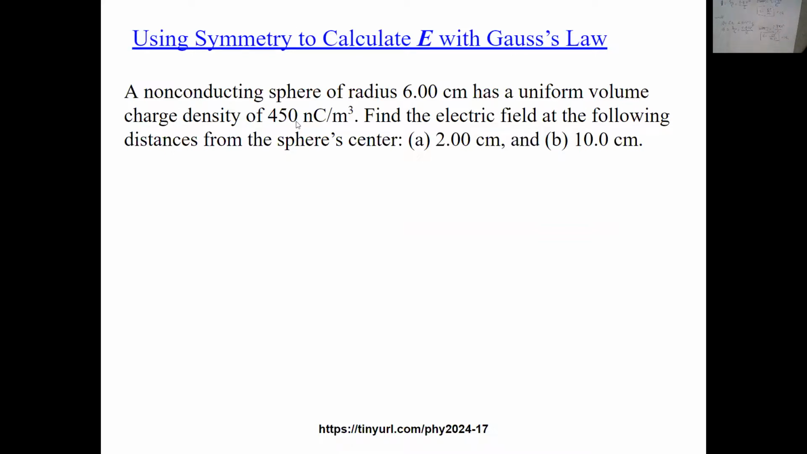It says a non-conducting sphere of radius 6.0 centimeters has a uniform volume charge distribution of 450 nanocoulombs per meter cubed. It asks you to find the electric field at the following distances from the sphere center. First one at 2 centimeters away from the center of the sphere. The second one 10 centimeters away. Okay, so the first one is inside the sphere. The second one should be outside the sphere. So you can go ahead and calculate those two.